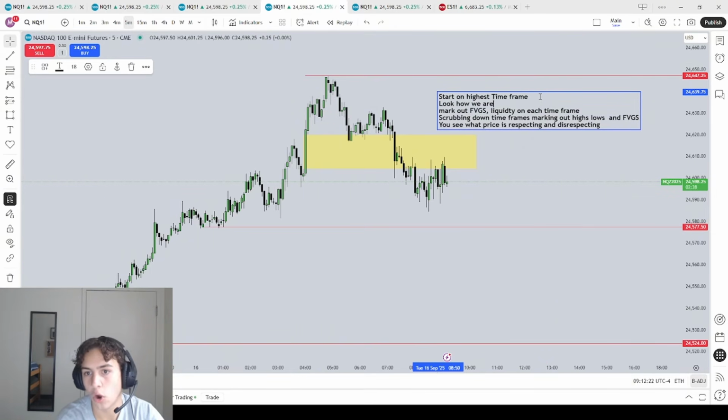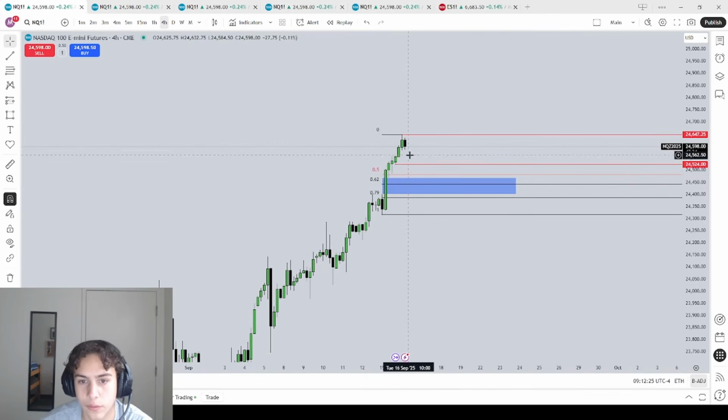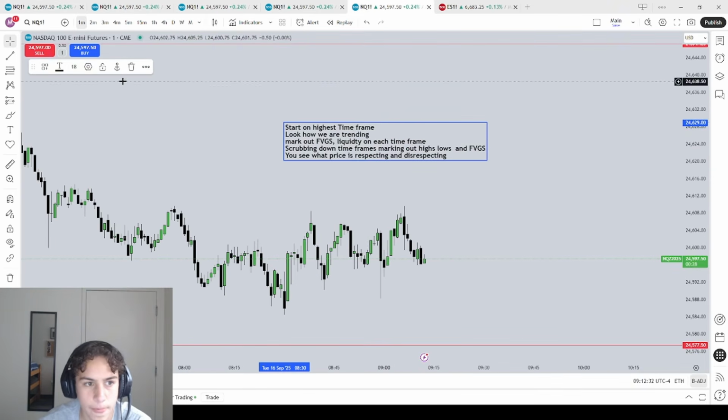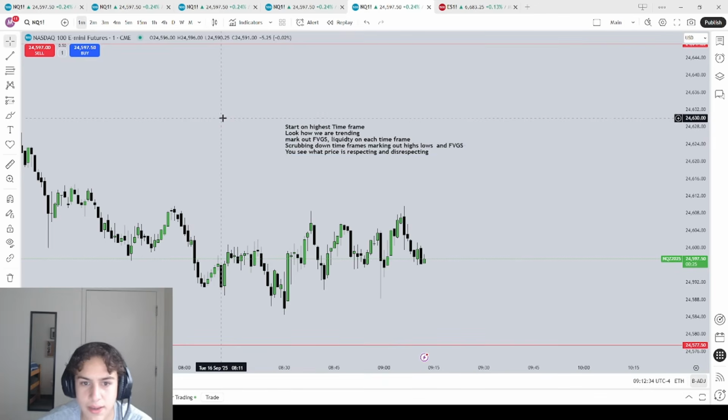And also on the high time frame, look how we are trending, right? On the 4 hour, we're trading up and up and up. However, we started making a swing high right here. Maybe we see a little bit of a retracement into one of these fair value gaps, something like that.